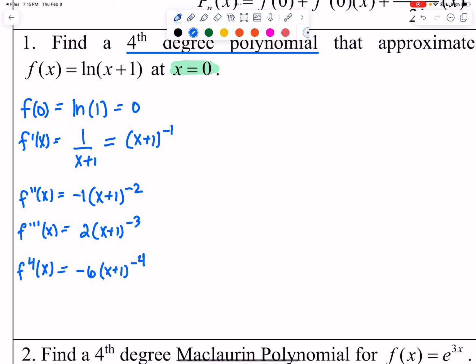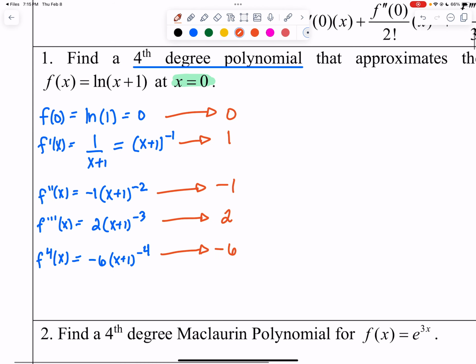Now, it's going to be me plugging in x equals 0 for my first derivative, my second derivative, my third derivative, and my 4th derivative. You'll see that this was 0. This right here, if I were to plug in 0, that's going to be 1 to the negative 1, which is just 1. Same thing with this one right here. 0 plus 1 is 1. 1 to the negative 2 is just 1 times negative 1. Same thing here, that's going to be 2. Same thing here, that's going to be negative 6.